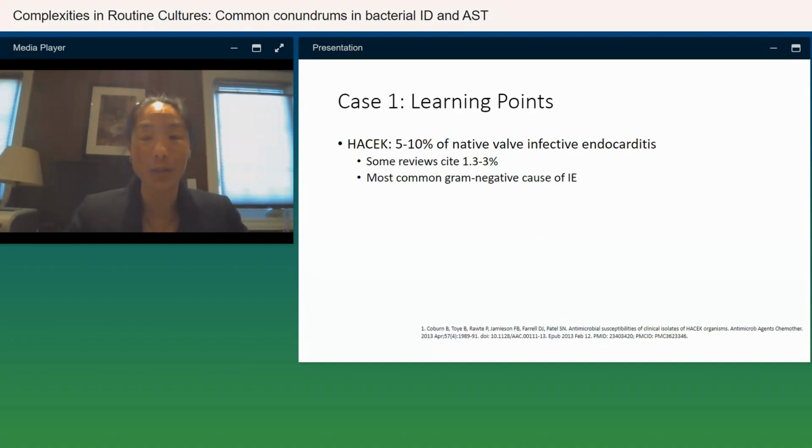I think it's really important for labs to recognize infective endocarditis caused by gram-negatives as a special entity. And in fact, HACEK organisms are the most common gram-negative organisms causing infective endocarditis. So from blood cultures, it's really good to know this. Even though they are said to be the most common overall gram-negative cause of infective endocarditis, it's only maybe 5 to 10%. More recent literature and reviews cite a slightly lower percentage than that, even 1.3 to 3%. So not terribly frequent.